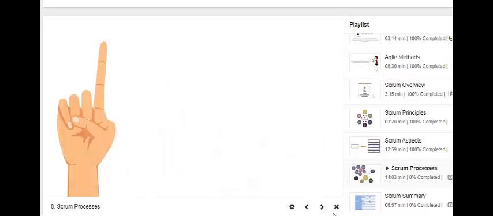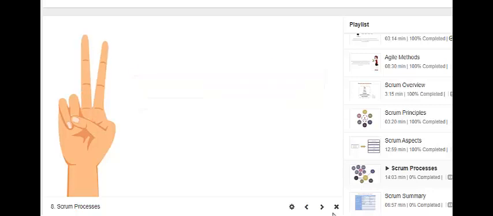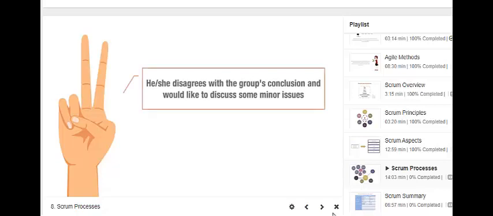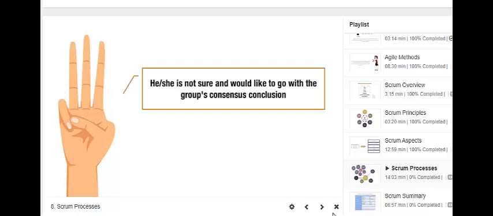If a team member raises one finger, it means he or she disagrees with the group's conclusion and has major concerns. If a team member raises two fingers, it means he or she disagrees with the group's conclusion and would like to discuss some minor issues. If a team member raises three fingers, it means he or she is not sure and would like to go with the group's consensus conclusion.